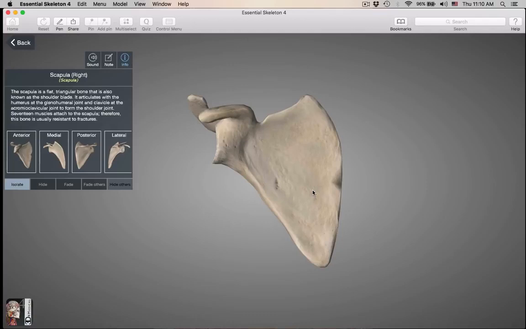So that's it for the pectoral girdle of the appendicular skeleton. Make sure you remember the pectoral girdle is part of the appendicular skeleton. The pectoral girdle connects the limb, the upper limb, the arms, to the axial skeleton. So that's it. Next video will be on the arms, the bones of the arm.